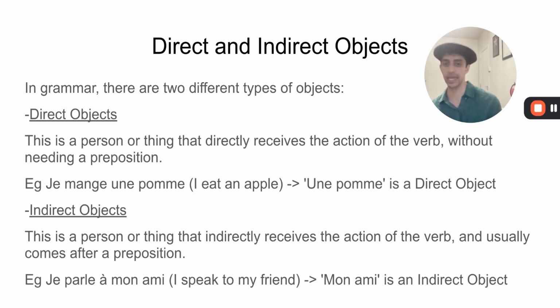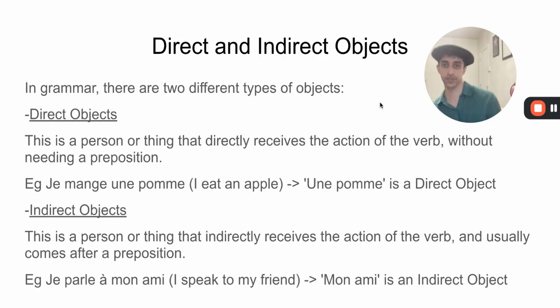And you can see that in English, it's very similar. My friend would be an indirect object in the same sentence. And we can see that because it comes after the preposition to. If there wasn't any preposition there in either the English or the French, then that would indicate that it's a direct object rather than an indirect object. So the presence of a preposition just in front of the object tells us really that it's an indirect object the majority of the time in English and French.